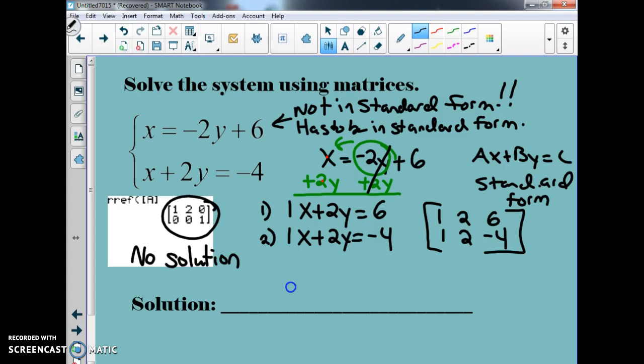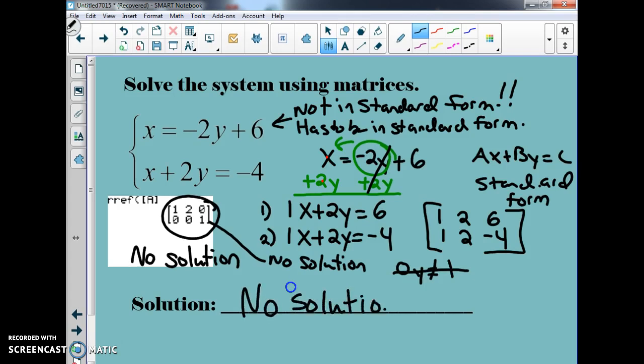Because if we interpret this, this means no solution. Its interpretation would be somehow 0y is equal to 1. Well, 0y can't be equal to 1. That makes no sense. So there's no solution. Anytime you see something where both the x and the y values in the row are 0, there is no solution.